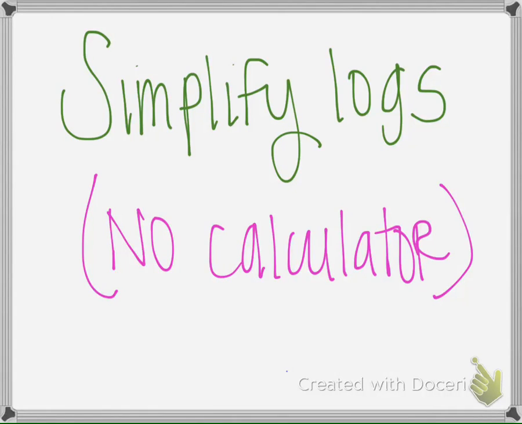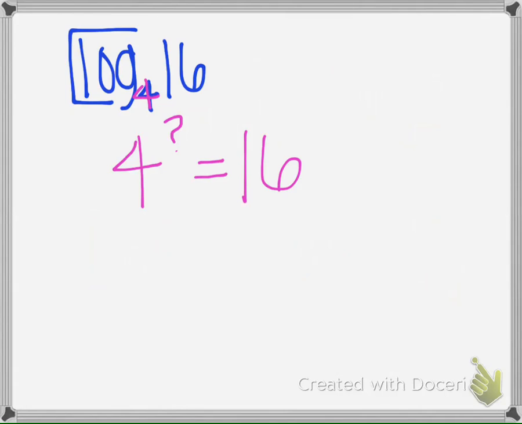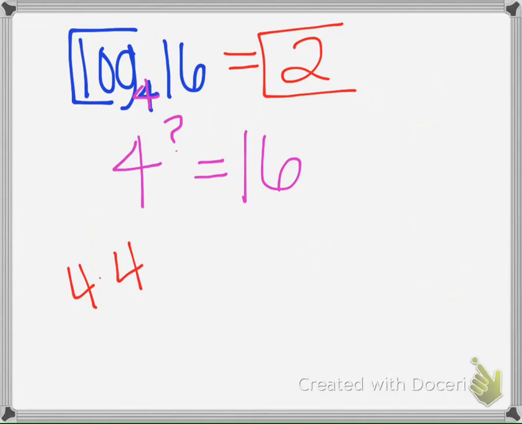So we're going to simplify some logarithms without a calculator. So when we see log, this is red, log base 4 of 16. This log here is asking you, 4, so this is the base here, 4 to what power, what exponent would make it equal 16? So we know that 4 times 4 is 16, so it equals 2.